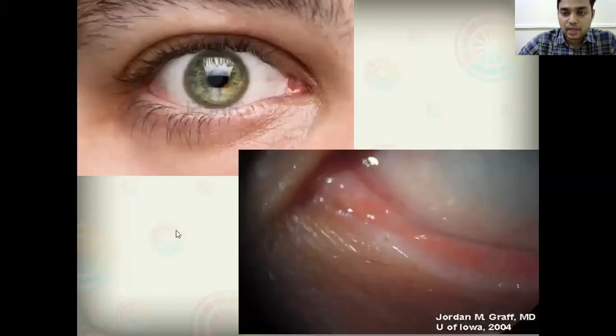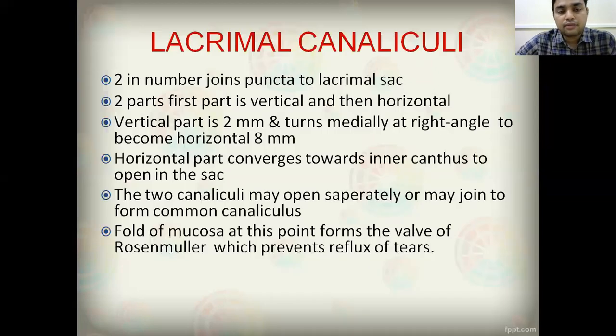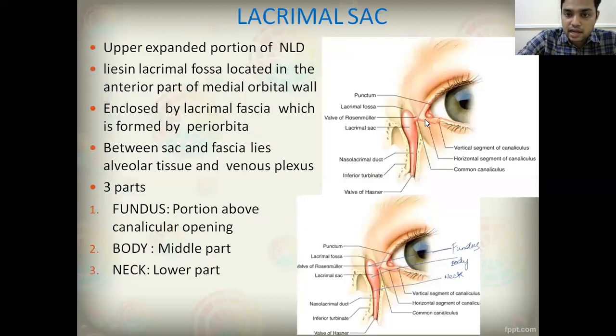So, from the lacrimal gland, the tears enter into the conjunctival sac. From the conjunctival sac, they enter into the upper and lower puncti. Then from the puncti, the tears enter into the lacrimal canaliculi. These lacrimal canaliculi are also two in number, and they are nothing but tube-like structures. Here we have a punctum. This is the lower punctum and this is the upper punctum.